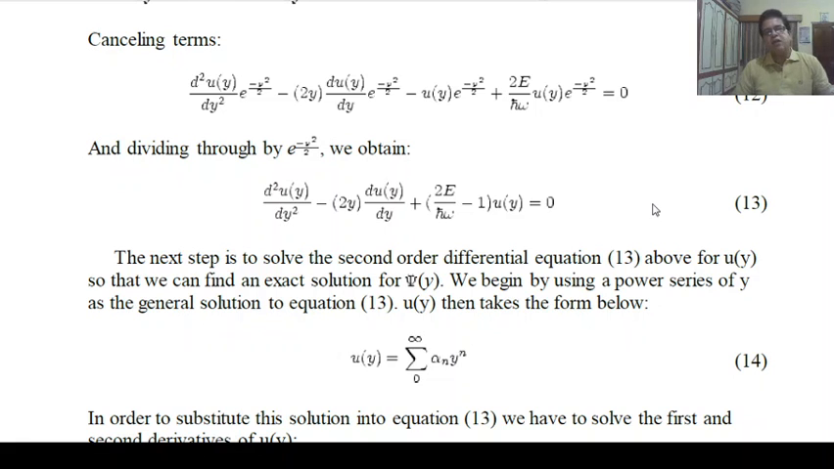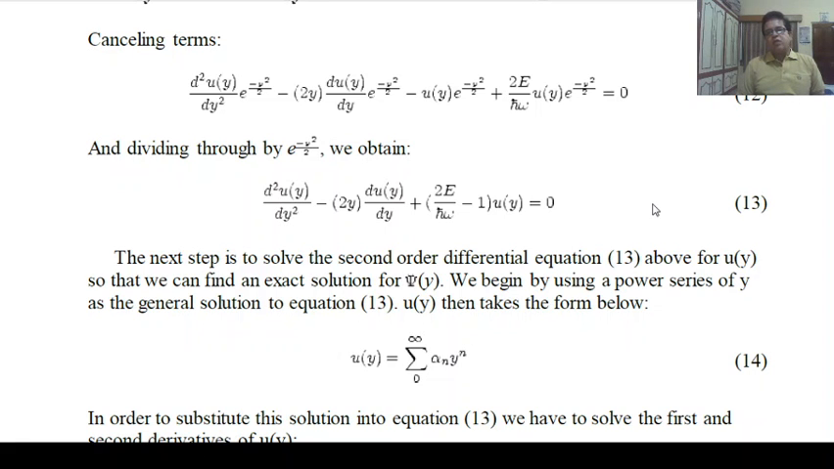This equation is d2u of y upon dy2 minus 2y du upon dy plus (2E upon h bar omega minus 1) u of y, and the function is u of y that we define. The next step is to solve the second order differential equation 13 above for u of y so that we can find an exact solution for u of y.